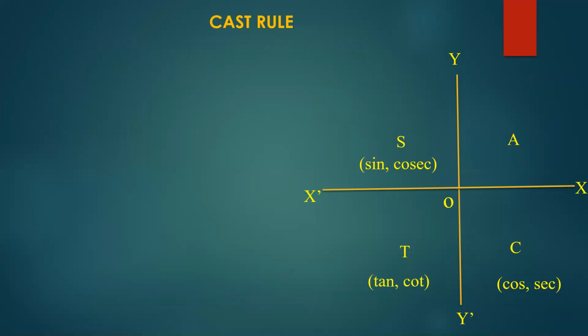You just need to remember that all the ratios will be positive in the first quadrant. In the second quadrant, sine and cosec will be positive, in the third quadrant tan and cot will be positive, and in the fourth quadrant cos and sec will be positive. If the sine and cosec lie in the fourth quadrant, then they will be negative. So in the first quadrant all ratios are positive, but in the second quadrant only sine and cosec are positive, and the rest of the ratios are negative.